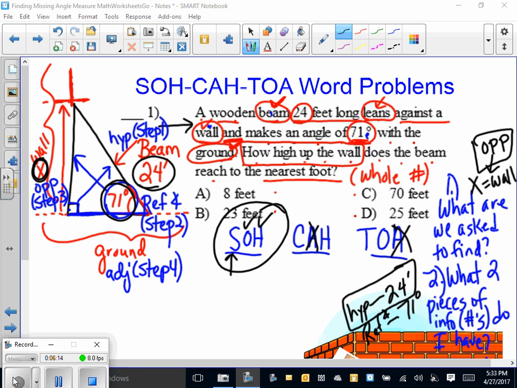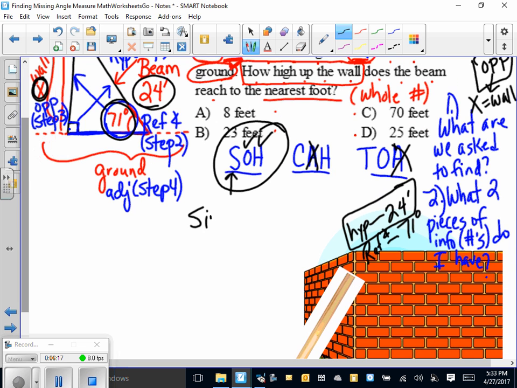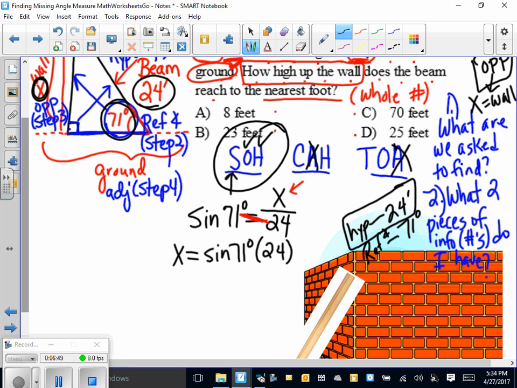So what I'm going to do now is fill in what I know. The sine of my reference angle, 71 degrees, is equal to the opposite, which is x, over the hypotenuse, which is 24. Okay? Now, we learned from the video, we get some trivia with it, that when the x is up high, we multiply these two numbers right here. So, I know that x is equal to the sine of 71 degrees times 24. Now, in order to complete the problem, I need to find out what the sine of 71 is, and this is where we go to our trig table.